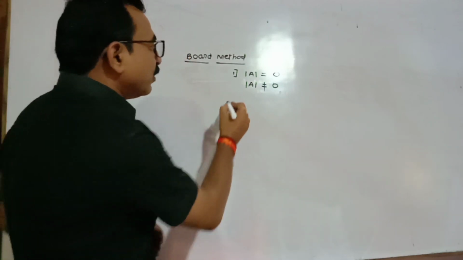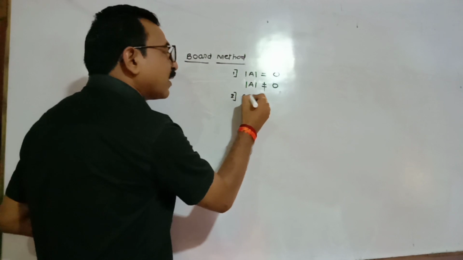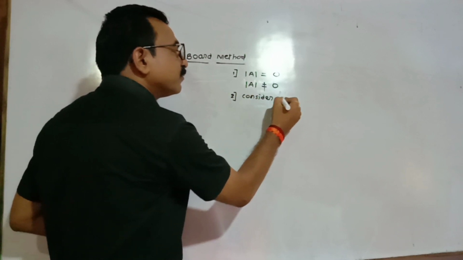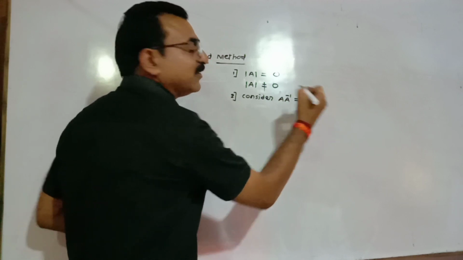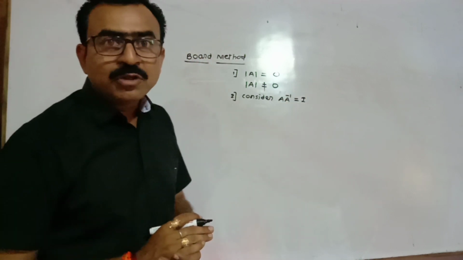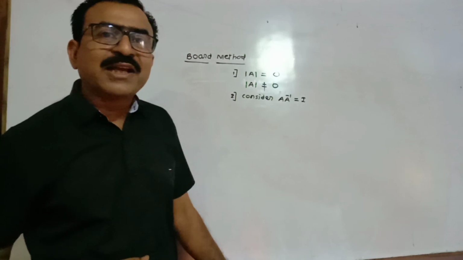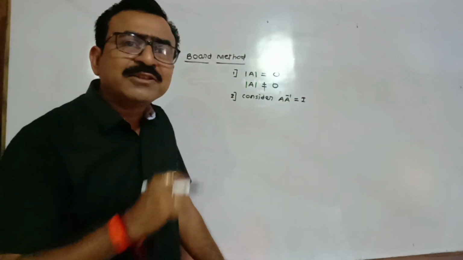Understood? Your second rule is to consider A A inverse is equal to I. Okay? So here one question arises: why do you want to take this?